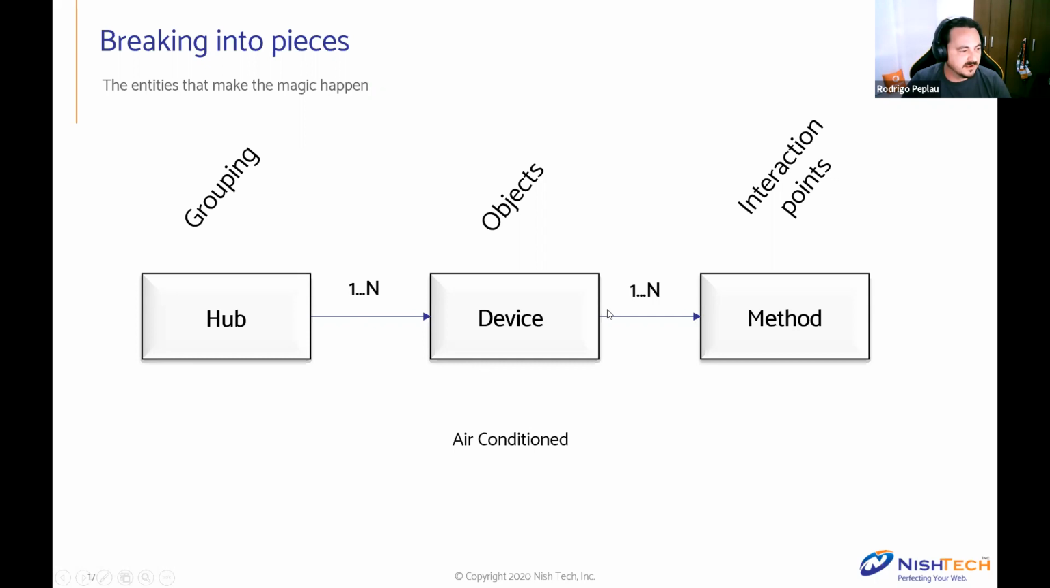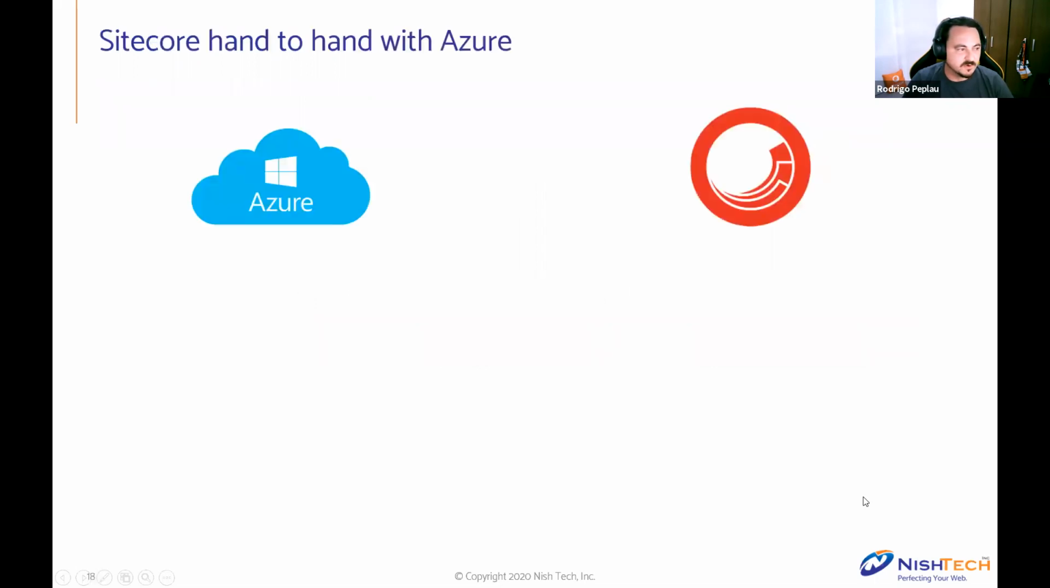Here, for instance, as an example of a device, I will bring in an air conditioner. So an air conditioner is like an object, a smart air conditioner in this case, and it has a few methods, like a method to get the current state, a method to turn on and off, a method to set the temperature.